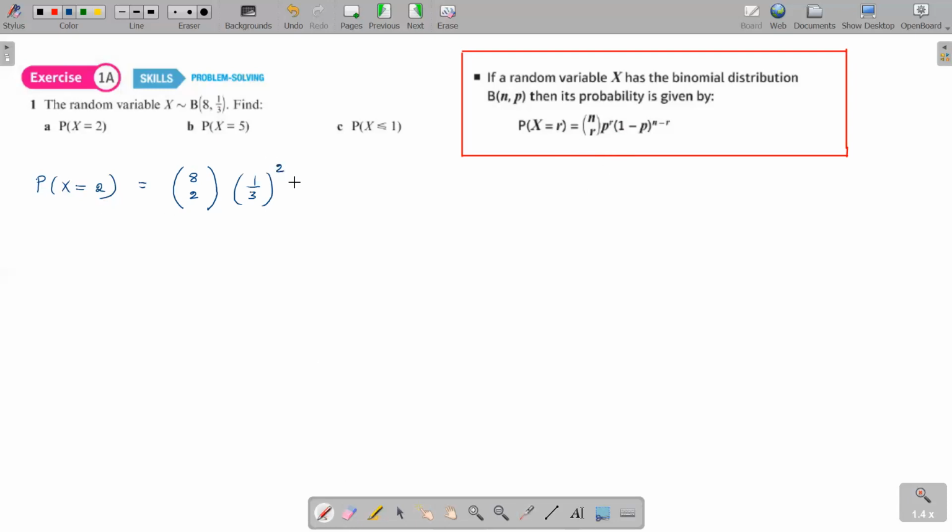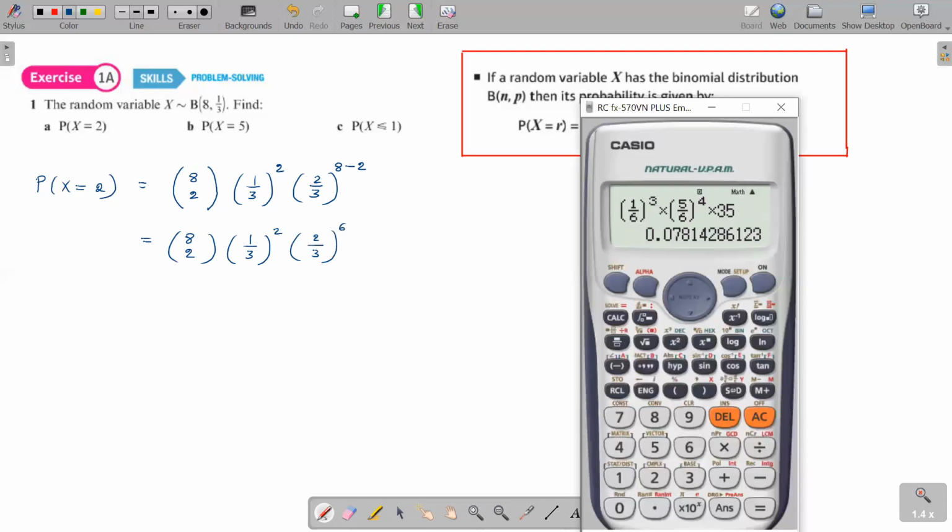1 over 3 to the power 2, into (1 − p). Guys, what's 1 − p? If p is 1 over 3, 1 − p is 1 − 1 over 3. Or shall I immediately write it as 2 over 3? 1 − 1 over 3 is 2 over 3. 2 over 3 to the power n − r. Guys, what's n here? n is 8, minus r, which is 2. Can you see? This is all you have to do. This is how you use the equation. So 8C2, 1 over 3 to the power 2, 2 over 3 to the power 8 − 2, which is 6, isn't it?